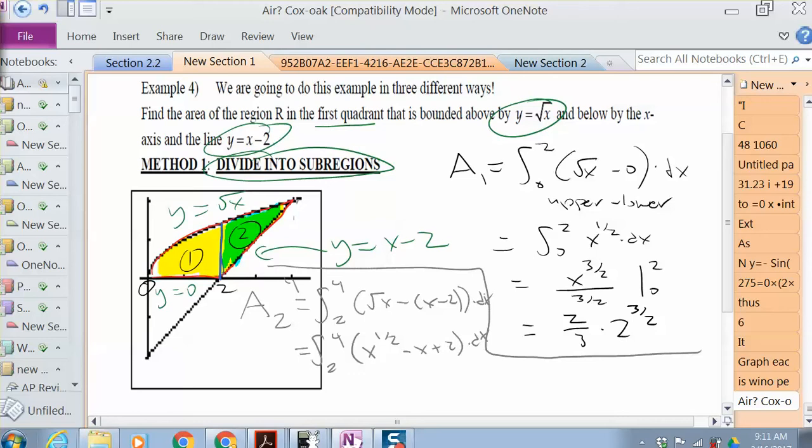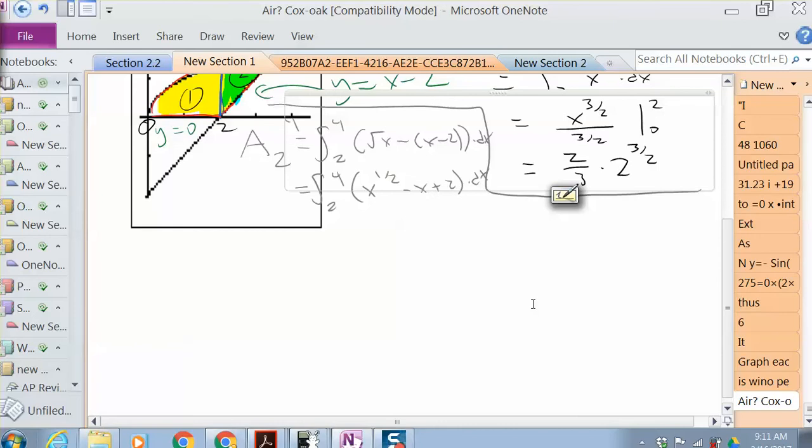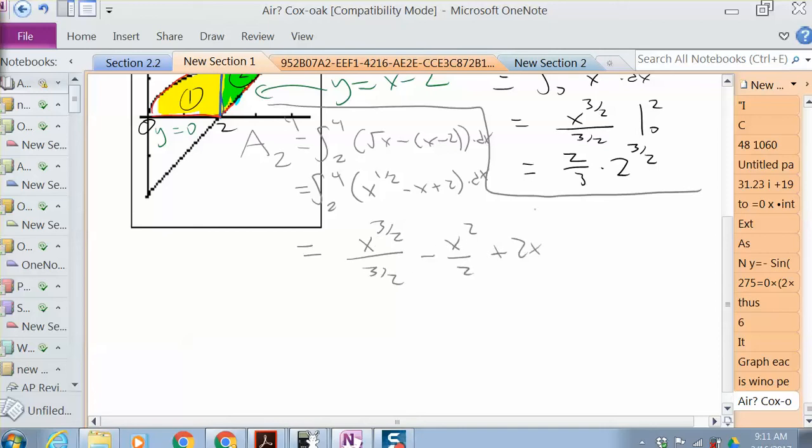Okay. So let's scroll down. That's x to the 3/2 over 3/2 minus x squared over 2, doing the power rule, right? Plus 2x, because as a constant, it's like 2 times x to the 0 power, so you add 1 and divide by 1. And of course from 2 to 4.